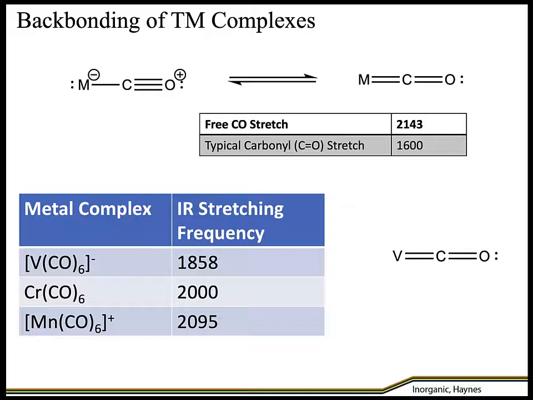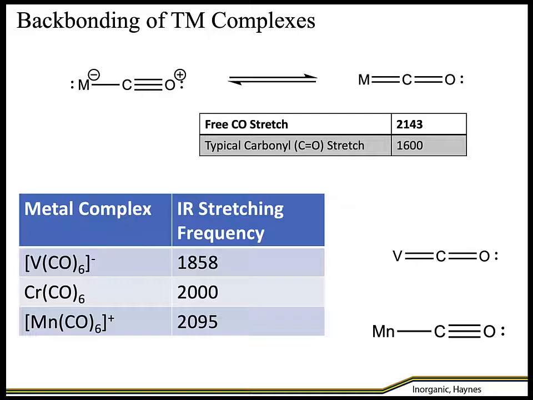At the other end of the spectrum, when we look at this manganese carbonyl complex, it has a stretch that is the closest to the free carbon monoxide, which means that the best representation for the manganese complex is actually as the C triple bond O, right? So we would say that there's the least amount of backbonding with the manganese.